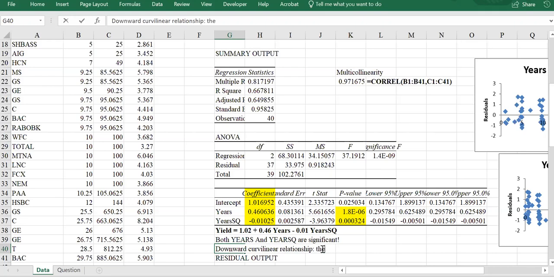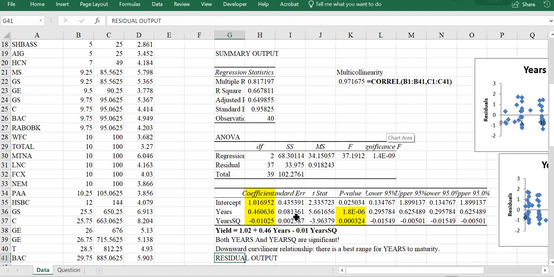there is a best x, there's a best years to maturity, a best range for years to maturity, which is in the middle of the range. It's not at the left side, it's not at the right side of the range, it's somewhere in the middle. All right, so this is really the interpretation of the relationship.